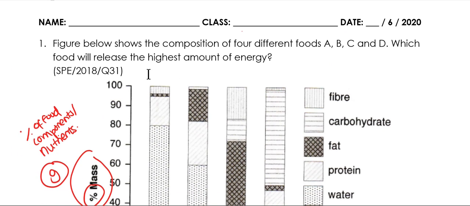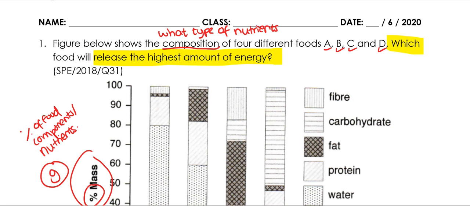Okay. It says here it shows the composition. Remember, when we talk about composition, it means what's inside it. So we're talking about what type of nutrients we can find in that food. So food A, B, C, and D. And the question here is asking you which one releases the highest amount of energy.